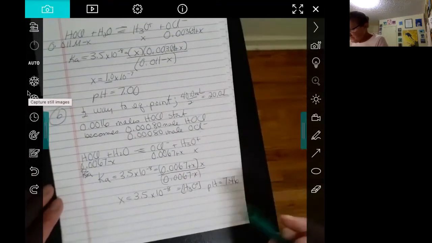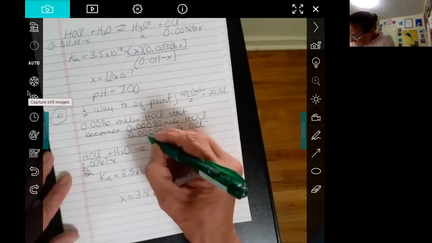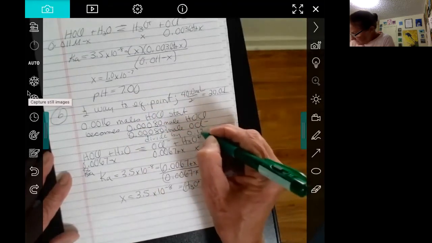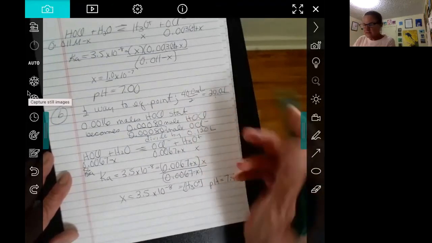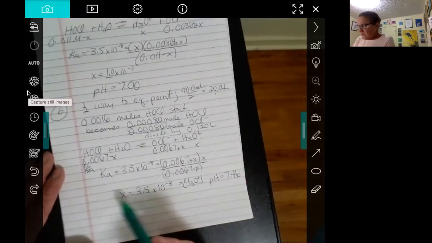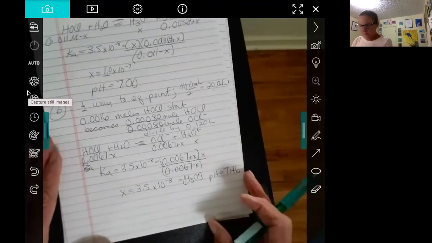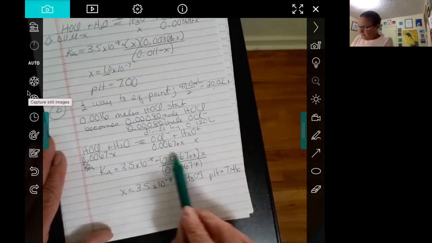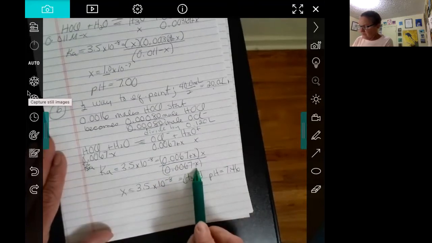So now I just need to convert those to concentration. So take each of these, divide by 0.120, because that's the total liters when I add 20 milliliters to the 100 that was already there. And when I plug it in, what you find is you could have done this much easier, because you end up with (0.0067 plus X) times X over (0.0067 minus X).